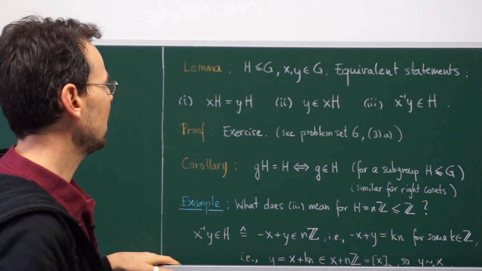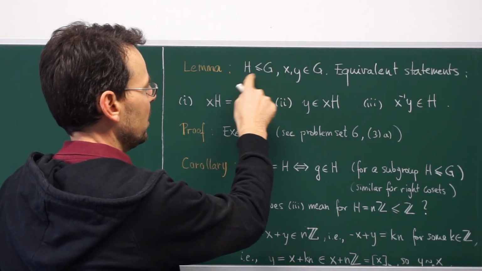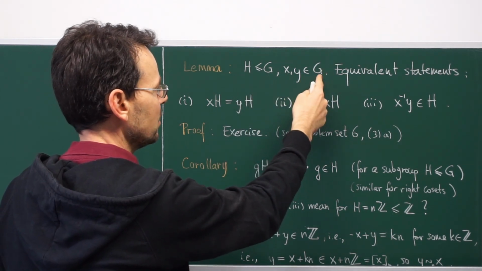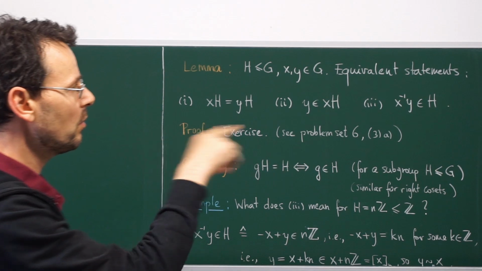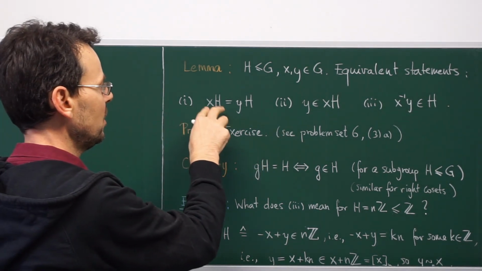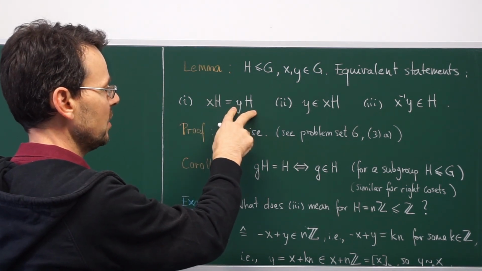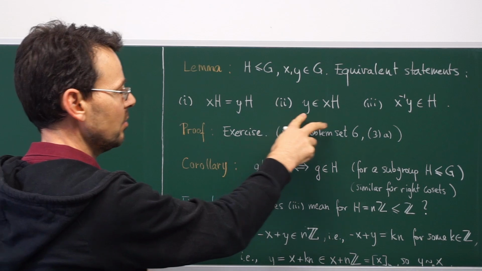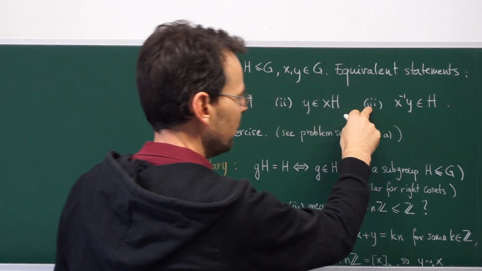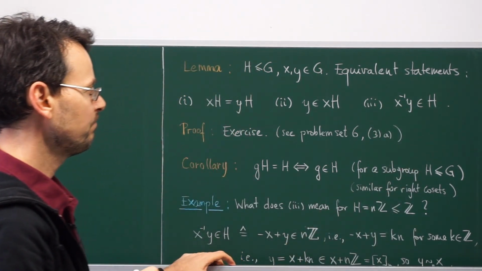So we have the following lemma. As always, H is a subgroup of G and x, y are arbitrary elements of G. Now, the following three statements are equivalent. First statement: the left coset of x is equal to the left coset of y. Second statement: y lies in the left coset of x. And third statement: x inverse y lies in H.